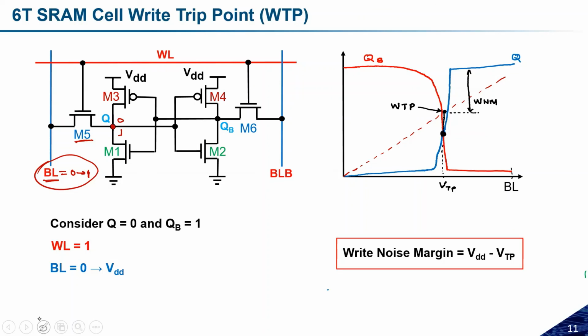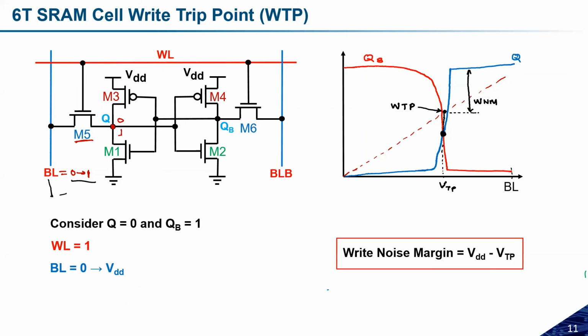So let me repeat it again quickly in 1 minute, and then I will close this session. The write trip point is another way to calculate the write stability. In that case, I have to consider any of the storage nodes, like Q is equal to 0 and QB is equal to 1. So let us assume Q is equal to 0 and QB is equal to 1. Because I have to write the data, the WL should be 1.